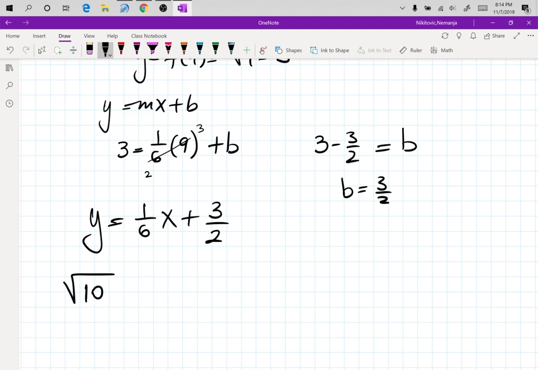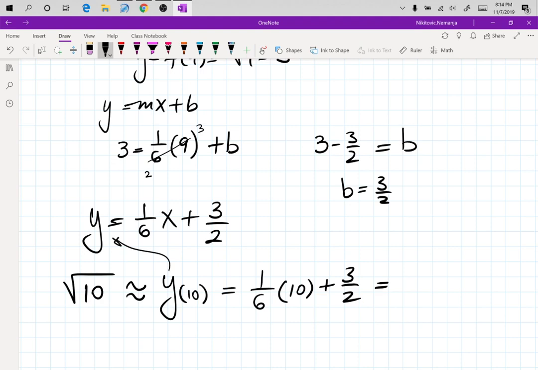Square root of 10 is approximated by computing y of 10 from the tangent line. So that is going to be 1 over 6 times 10 plus 3 halves. And this is something that you can do with a stick in the sand, right? And you will have an approximation for square root of 10. So instead of computing the square root, you are computing the tangent line, which is this simple linear calculation. So you have your 10 divided by 6.